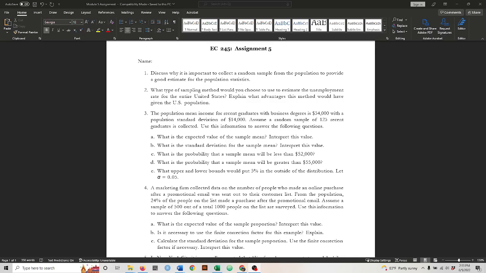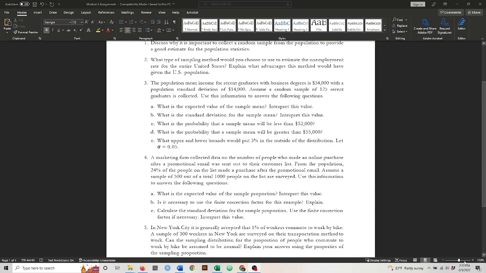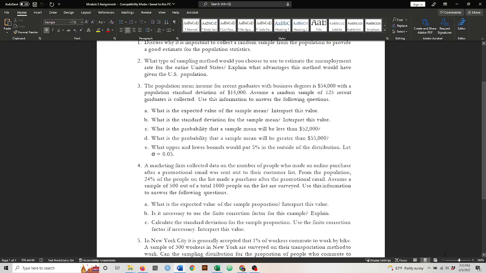For one thing, I'm getting a couple of questions about the finite correction factor for the sample mean and how you might proceed with that in the future. So I'm going to go ahead and do question 3 here, walk us through it, and then I'll finish that on your template.